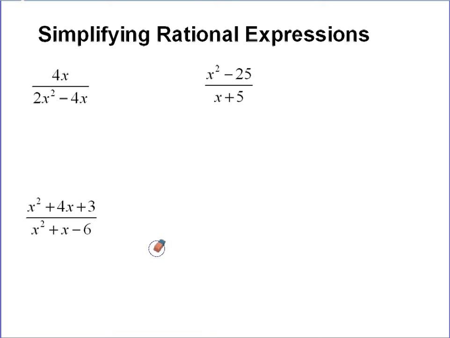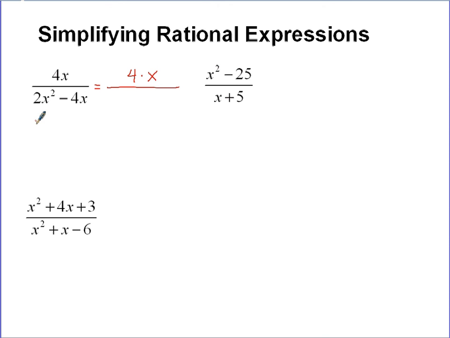Okay, we're going to look at how to simplify rational expressions. When we're simplifying rational expressions, what we want to do is factor everything as much as we can and see what cancels out or reduces. Okay, so 4x can't be factored anymore. It's just 4 times x.